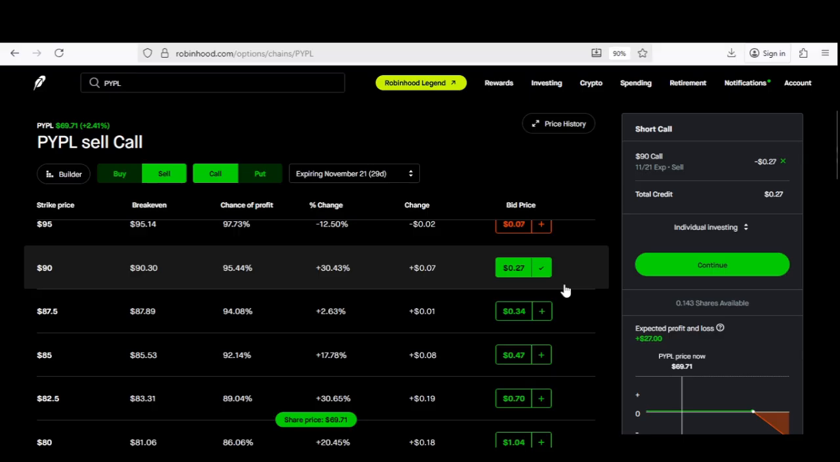So what you're going to do, more than likely, there's a 95% chance you're going to win this trade. You're going to lock in your $27, and then you just go ahead and do three things. You rinse this option strategy, you repeat this option strategy, and you keep locking in your investment gains.